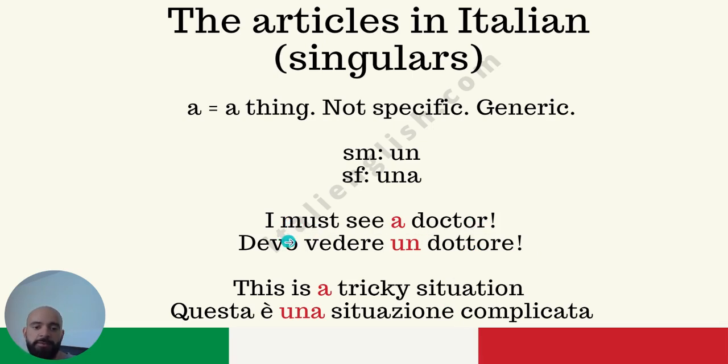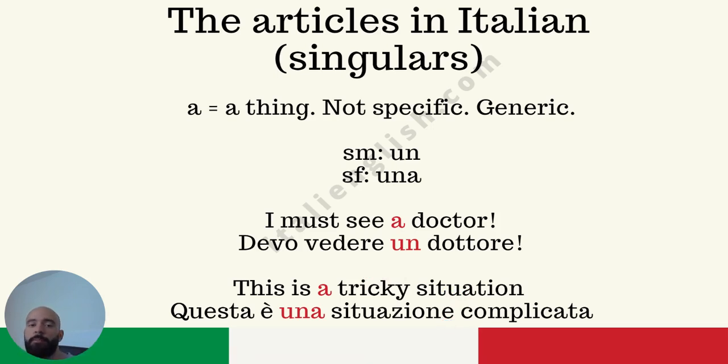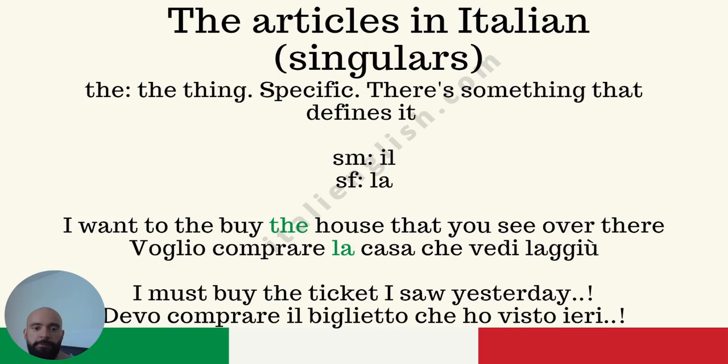Am I a doctor? Devo vedere un dottore. This is a tricky situation. Situation is situazione. Situazione ends up with e. We are not sure about the gender at this stage, but we're getting to the next level, and I'm telling you, trust me, that the article that goes with situazione is una, which means that yes, situazione, my friend, is feminine. Okay, that's the importance of articles. Okay, let's move on here.